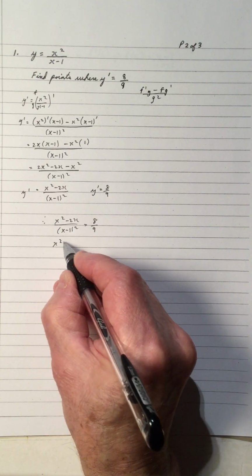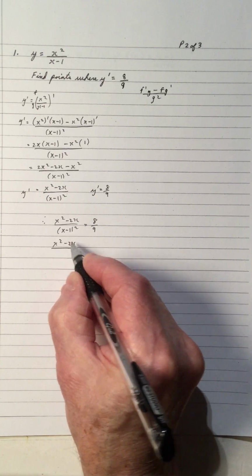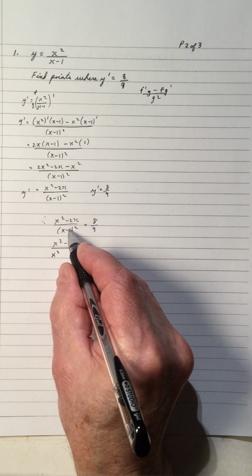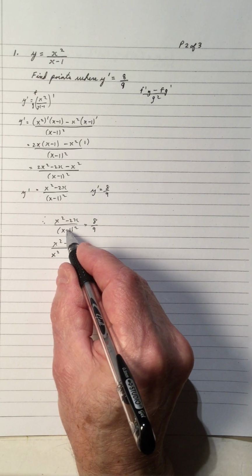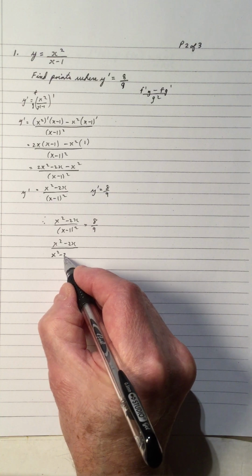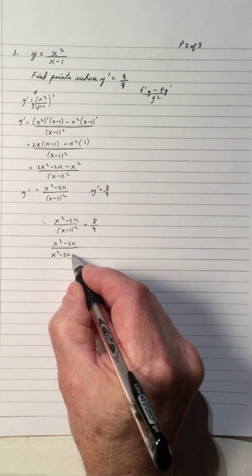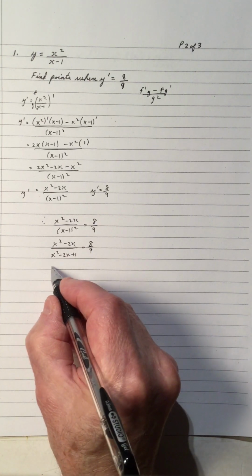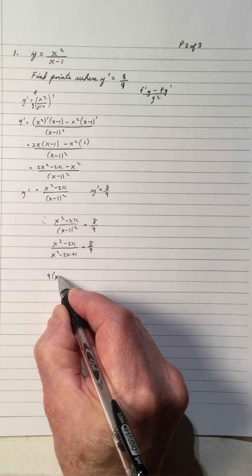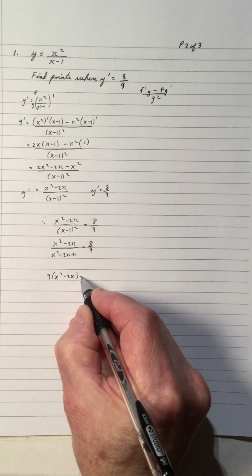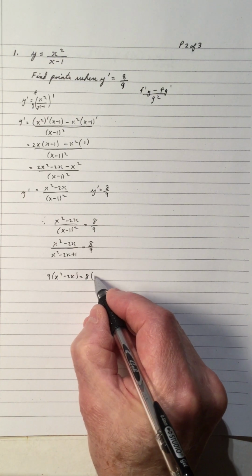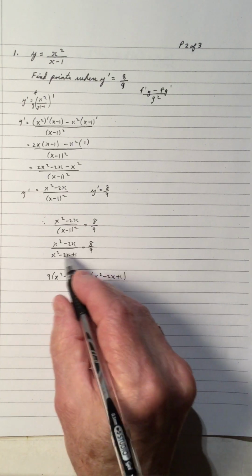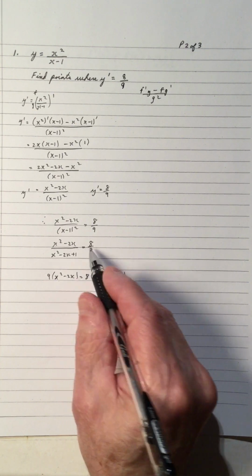So x squared minus 2x. And when we square this binomial, square the first term, which is x squared, multiply these two and double it, so negative 1x doubled is negative 2x, and negative 1 squared is plus 1. Now we'll cross multiply. So we'll do 9 times x squared minus 2x, and we have 8 times x squared minus 2x plus 1. So that's cross multiplying, because we have two fractions equal, we cross multiply.